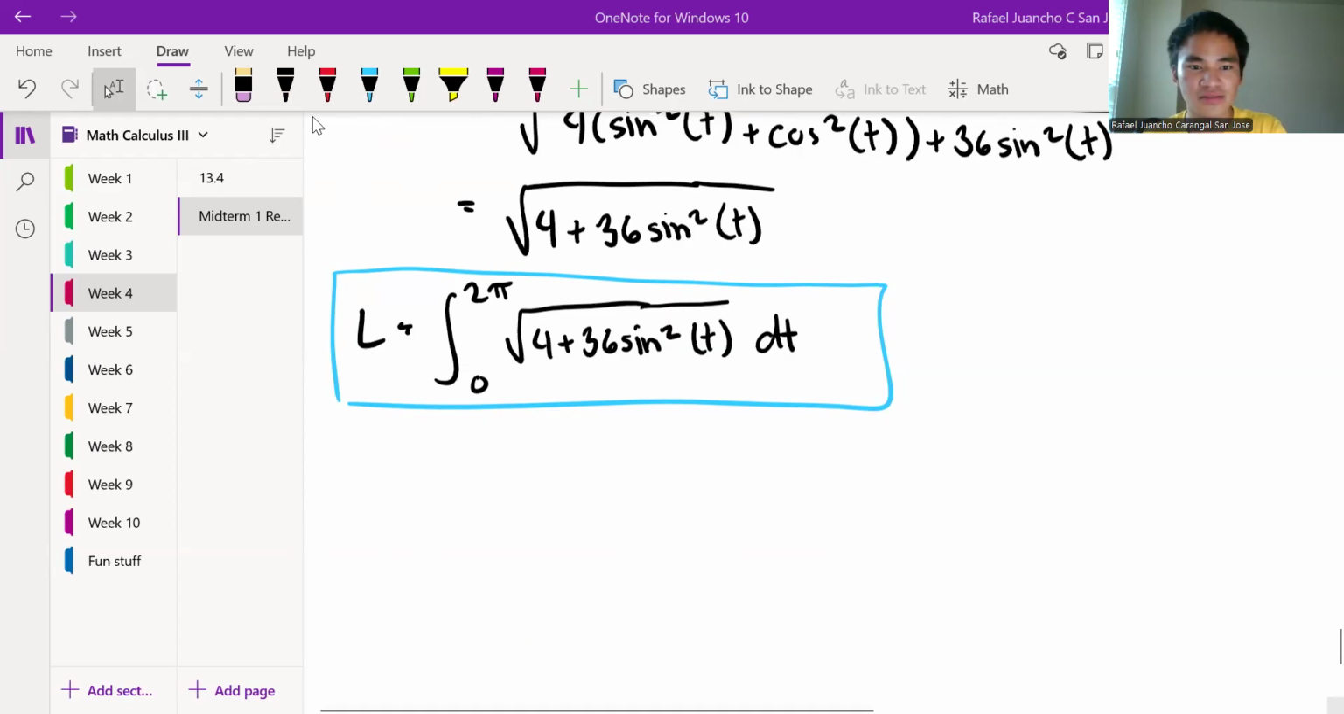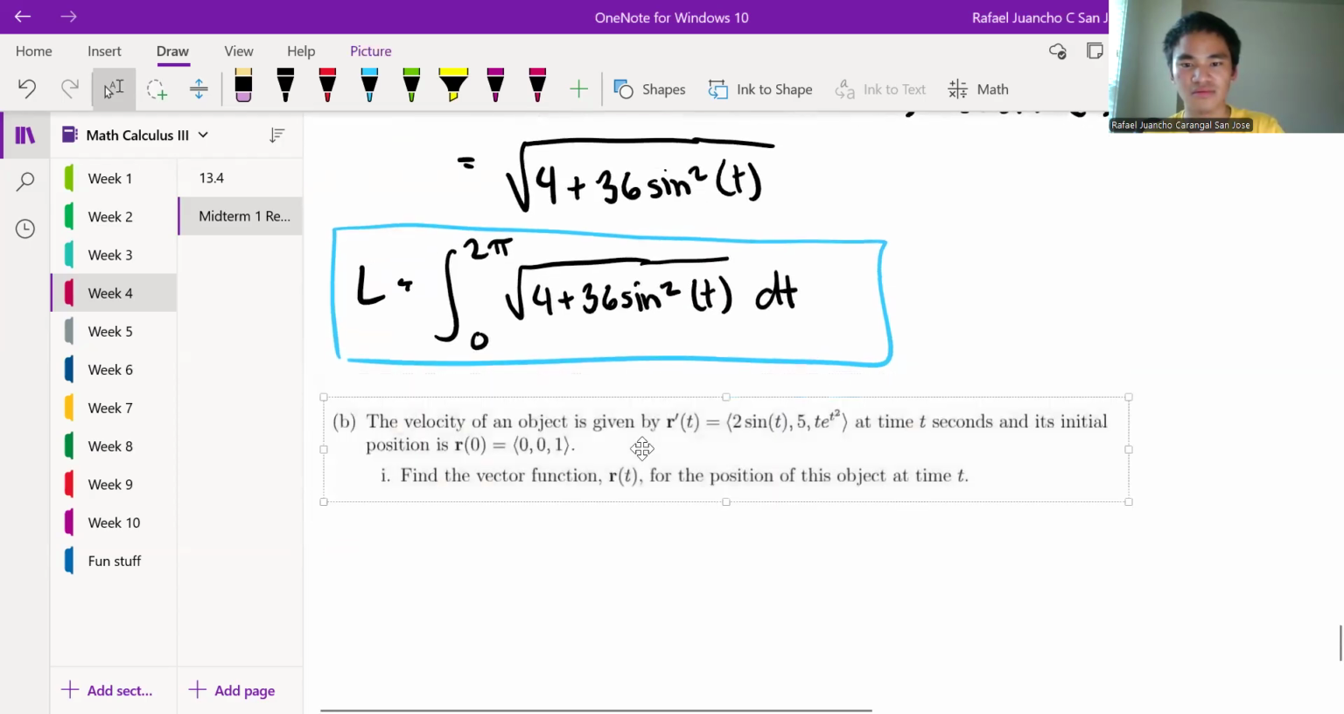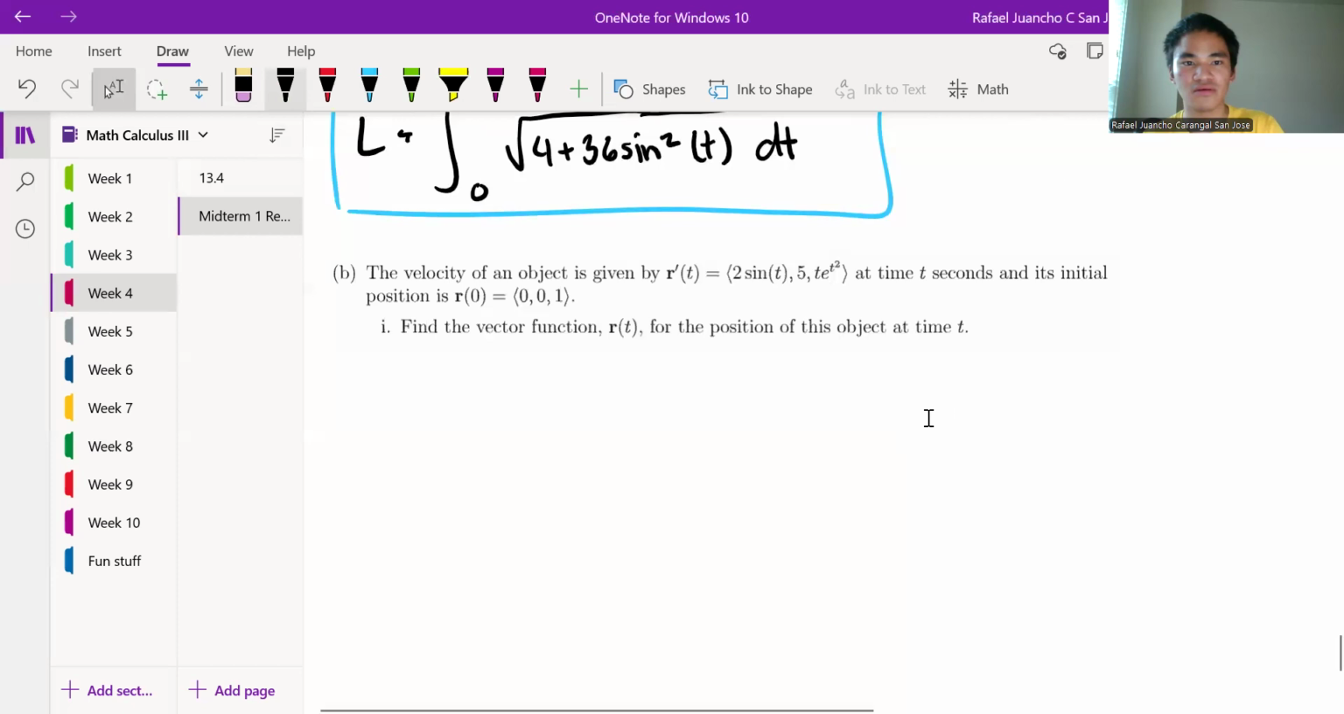Okay, next question. So here we're given, I'm just looking at my old stuff here. Here we're given a velocity of an object. So the velocity vector here, right? This gives me my direction at time t seconds. Okay, and its initial position is this. So our task here is to find the vector function, the position vector, r of t at time t.